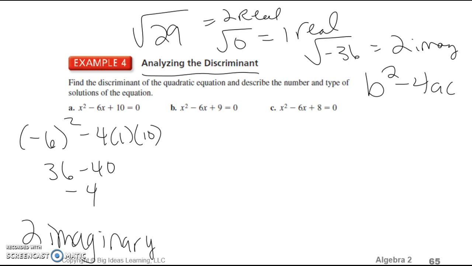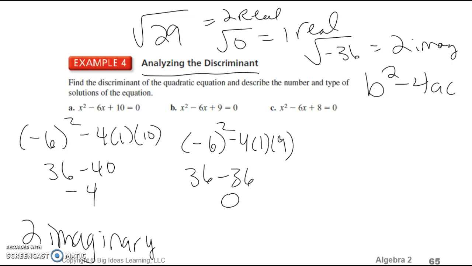Let's look at b. Not much is changing here. b squared minus 4 times 1 times c is 9 this time. So I'm going to get 36 minus 36. That gives us 0. That means the radical will drop out and we'll only be left with 1 real solution.